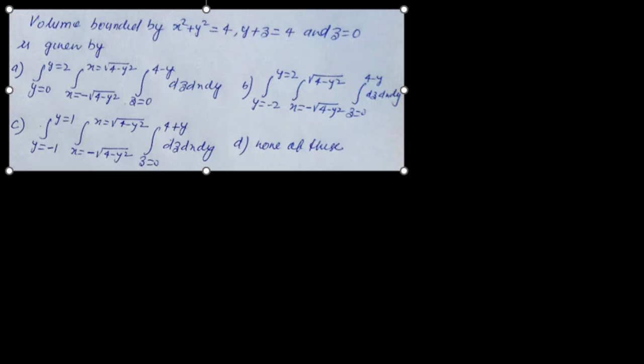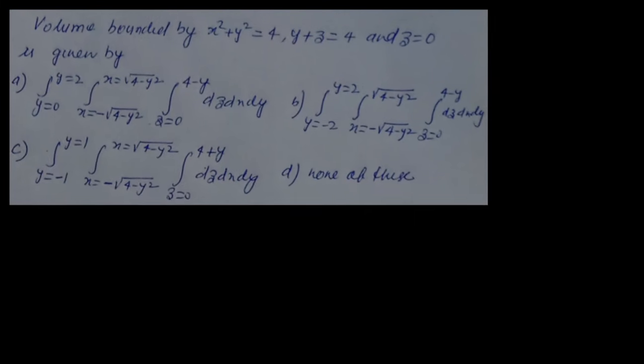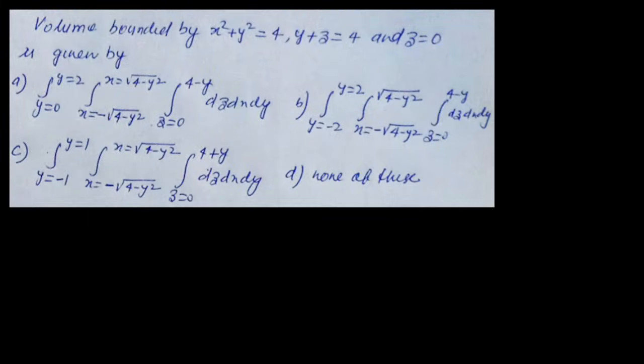So this question I think is important one also, and possibly I have solved it in my regular video as well, but let us do it quickly over here. So volume bounded by x square plus y square is equal to 4, y plus z is equal to 4, and z is equal to 0 is given by. So we have the region like this, right?